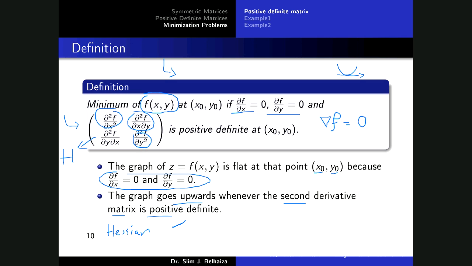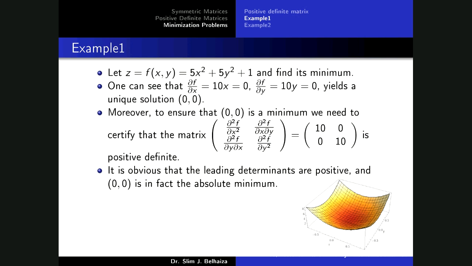Okay? So immediately, we're going to see two examples that ensure that we have this condition. For example, in the first example, I have f of x, y equal to 5x squared plus 5y squared. If you compute the first derivative with respect to x, you get 10x. And if you compute the first derivative with respect to y, you get 10y. So if you want to find the point where the first derivatives are both equal to 0, the only solution here is to set x equal to 0 and y equal to 0. I think it's pretty obvious.